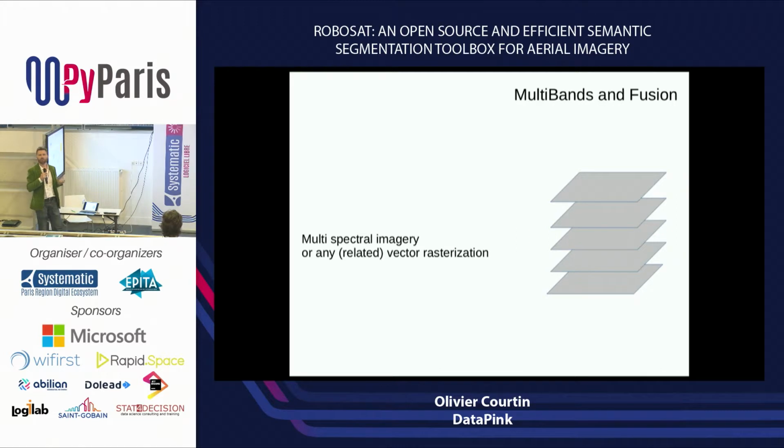It's also able to deal with multi-band imagery. So, for example, if you have imagery that provides not only RGB, but for example infrared or some other bands, you're able to play with them. And you could also rasterize some vector data in addition and put them into your tensor. So for instance, if you have related data from your imagery, you could build a tensor with more than only the RGB imagery.